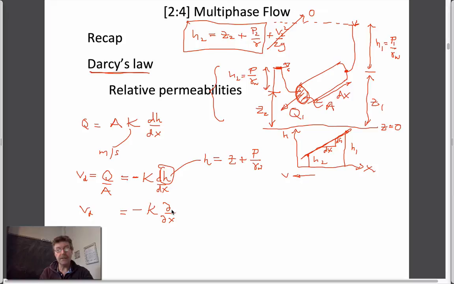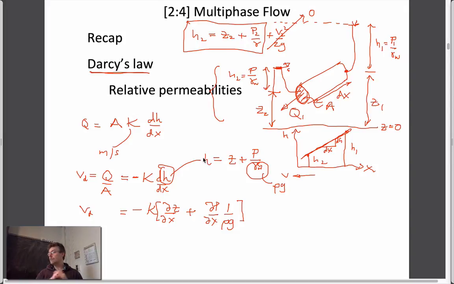But if we write it out in terms of the two components, actually let's write it out in terms of the change in z plus the change in pressure with length divided by density and gravity. That's just this. This is just rho g. And so I haven't actually done anything other than substitute in the values of this.